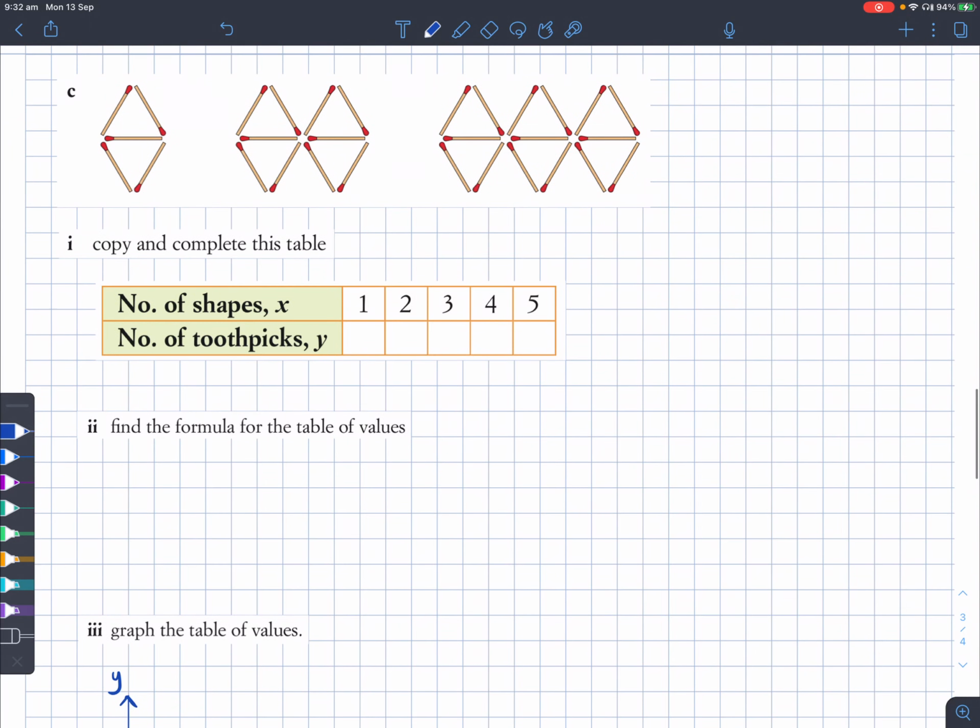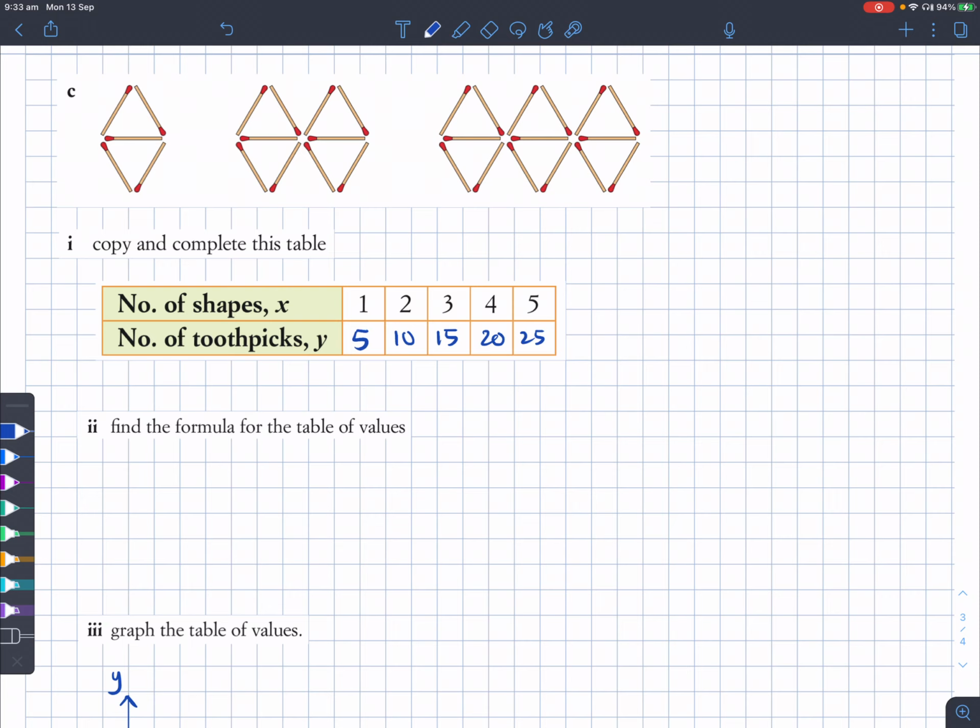Okay, let's have a look at the next one. Part C. So copy and complete this table for this particular pattern. We've got here 2 triangles, and we've got 1, 2, 3, 4, 5 matches that make up that first shape. Now, if we add another one of those shapes, we're basically adding on another 1, 2, 3, 4, 5. So 5 plus 5 gives you 10. And the next one will be 15 and 20 and 25 if you add by 5.